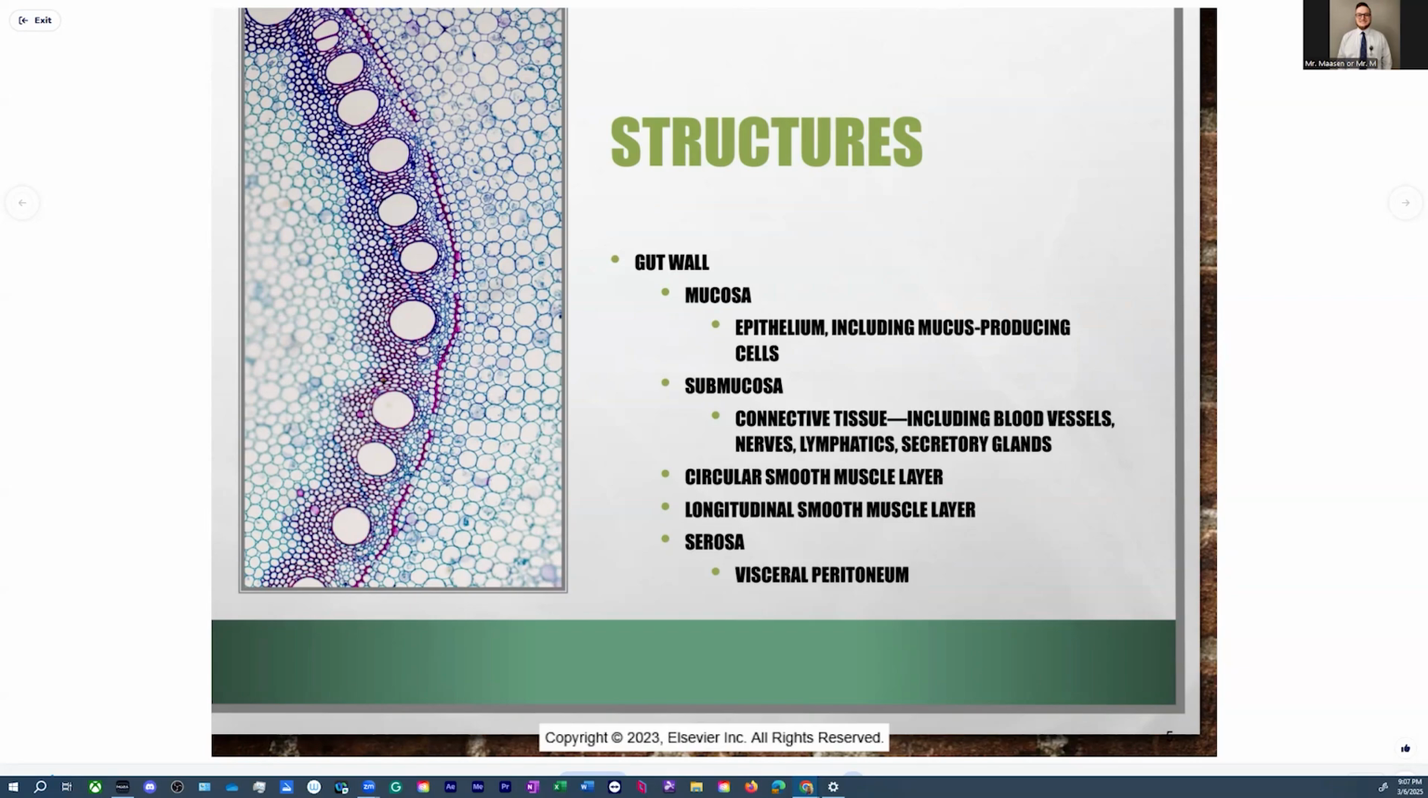Structures. There's basically 4 layers of our digestive tract. The wall of our gut, including our esophagus, stomach, and all the intestines, starts with the mucosa. Mucosa is the most interior layer of our digestive organs. This is basically epithelium with these large mucus-producing cells called goblet cells. Goblet cells produce the mucus.